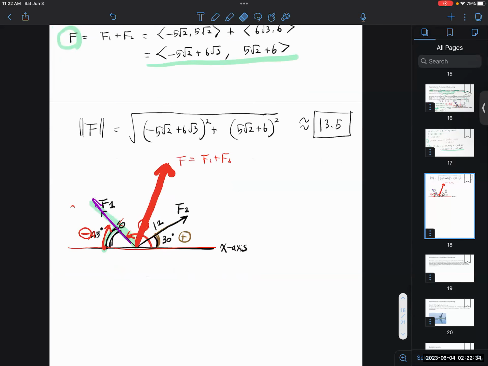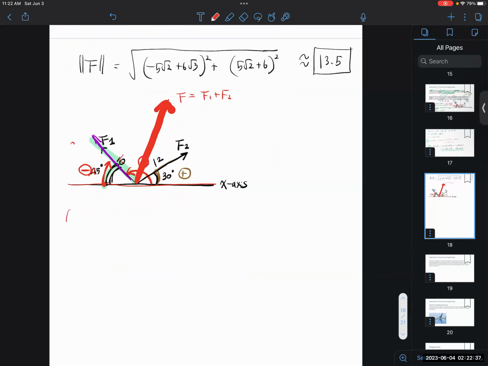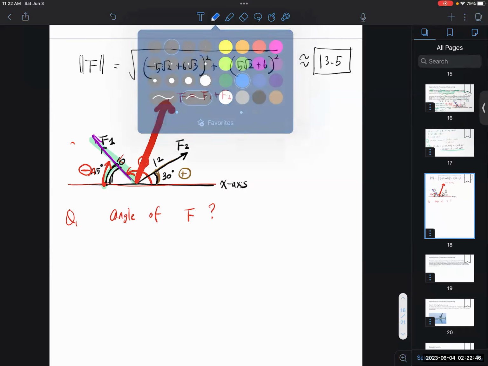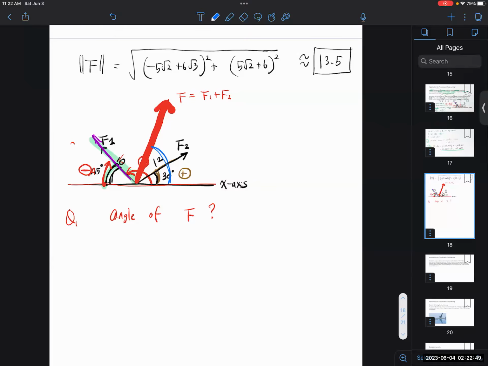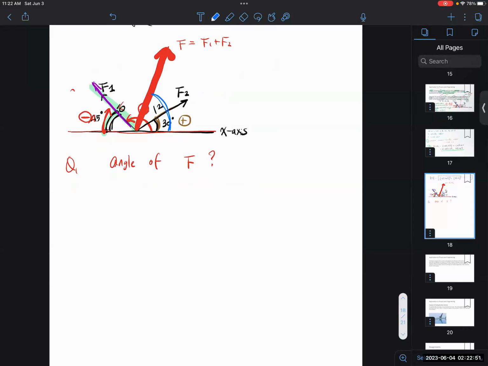Let me ask you, can we find the last answer? Can we find the angle of the resultant force? I want to find this length. We know the angle of the resultant force is going to be greater than 30 degrees, which is F2, but smaller than 135 degrees, F1. I want to find this angle. You see what I'm saying?